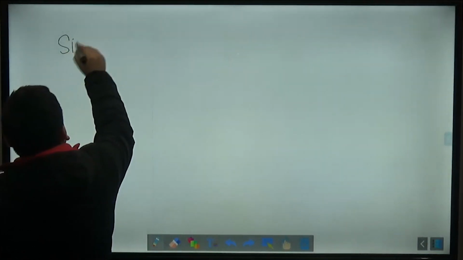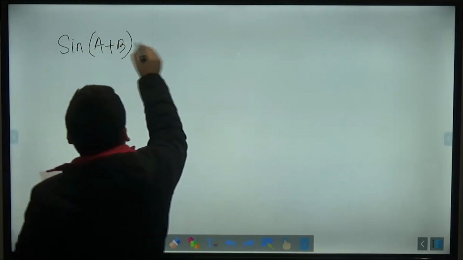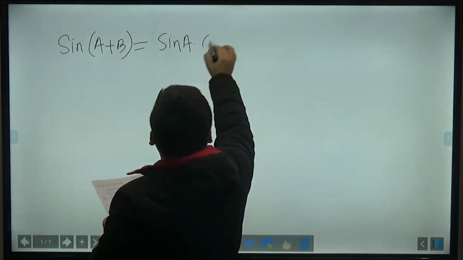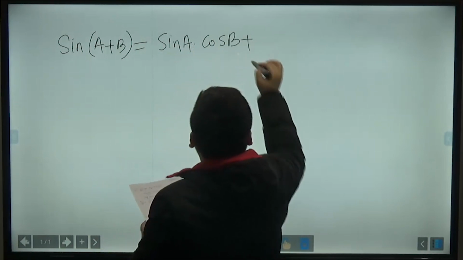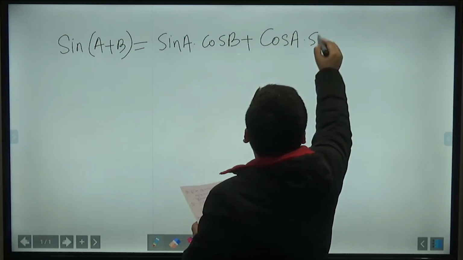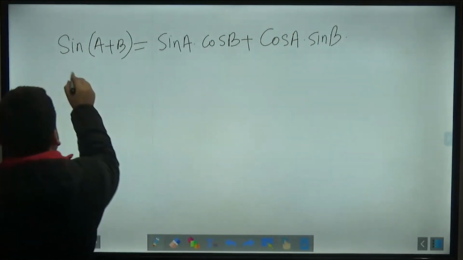After this, I also told you that while going for the partial derivative, some formulas will be very useful to you, right? Let me write down the formulas directly. The first formula was sine of a plus b will be equal to sine of a cos of b plus cos of a into sine of b. This is the number one formula which will be helpful.